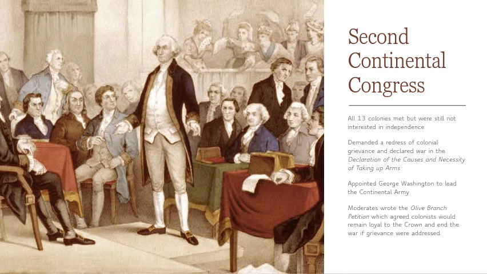Now, moderates in the Continental Congress are also going to write the Olive Branch Petition. Georgia is actually really supportive of the Olive Branch Petition. And what it does is it writes directly to the king instead of to Parliament, and it says that colonists would remain loyal to the crown and end the war if their grievances were just addressed. So this is kind of trying to mediate instead of fight.